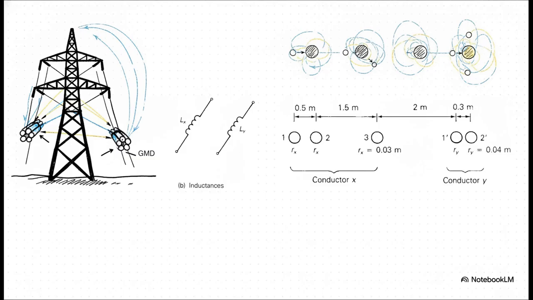This captures the physical spacing between the different phase conductors on the tower. The second is the geometric mean radius, or GMR. This captures the internal flux linkage of the conductor itself, which includes any arrangement of multiple smaller wires grouped together to form one single phase.